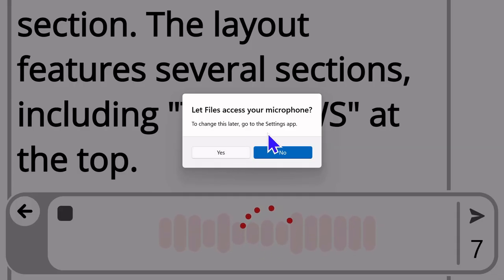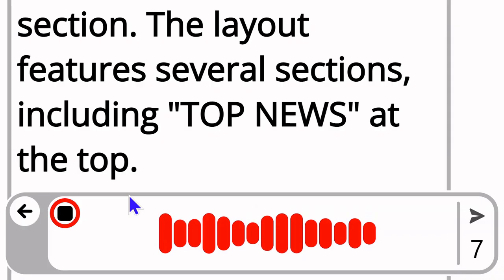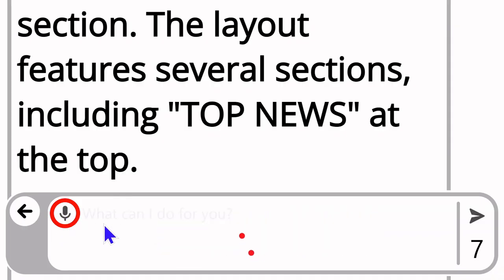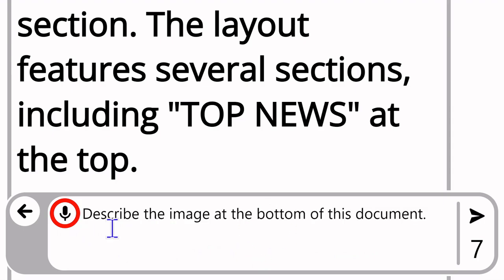I'm prompted for the settings app, I'll say yes. Describe the image at the bottom of this document. Again, notice that it toggles between that black box and the microphone. As I finished speaking, I tapped on that black box and we stopped recording your voice, and it has been translated from voice into text on the screen. It looks like exactly what I said there.